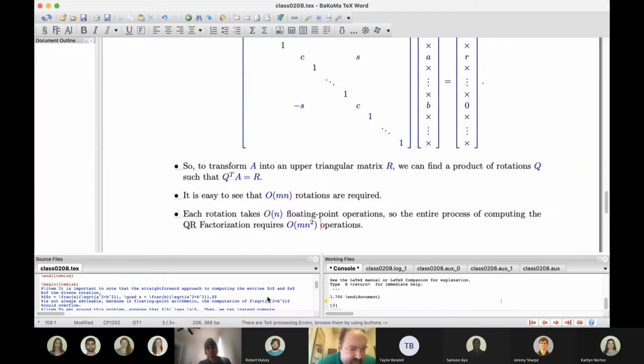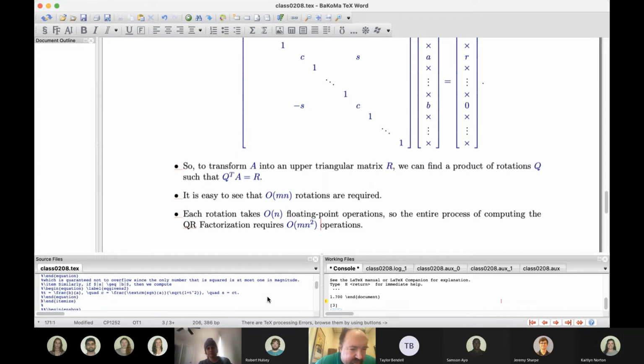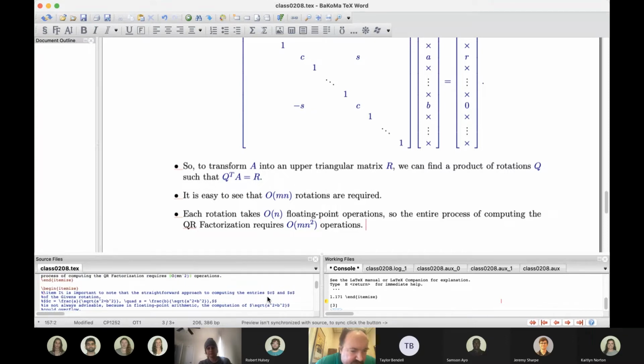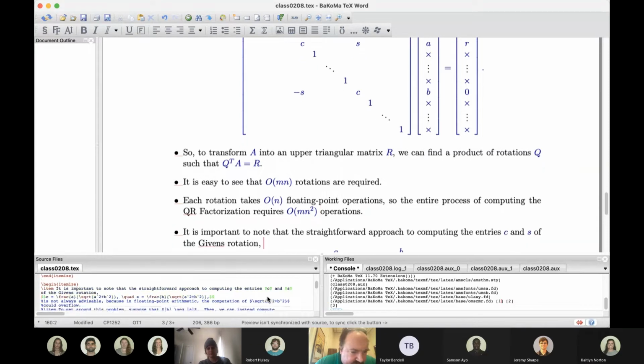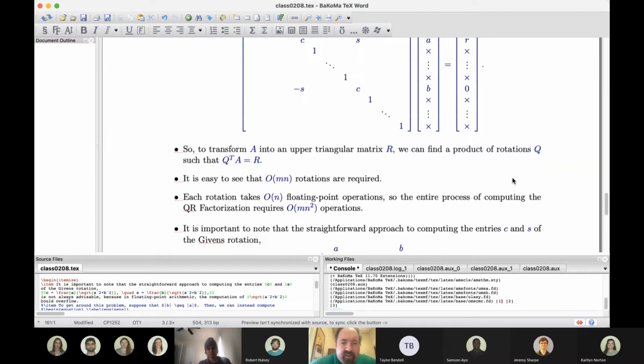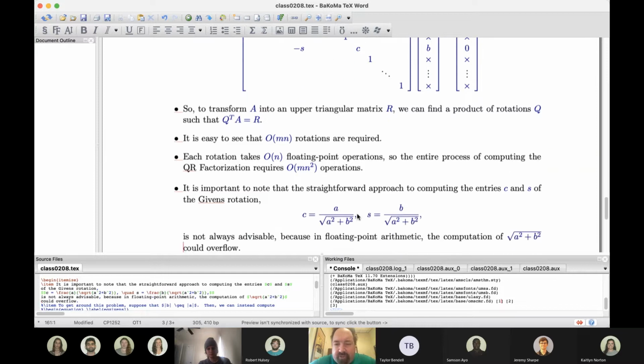Now, soon I'll do an example of how this is carried out, but first I need to make a point about floating point arithmetic and how that can complicate matters. Now, here are the formulas I gave for c and s.